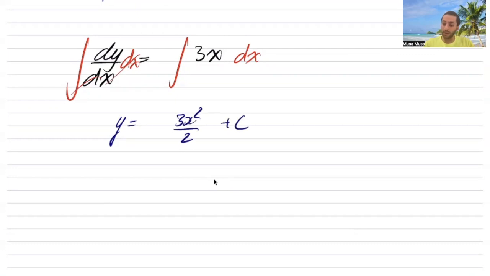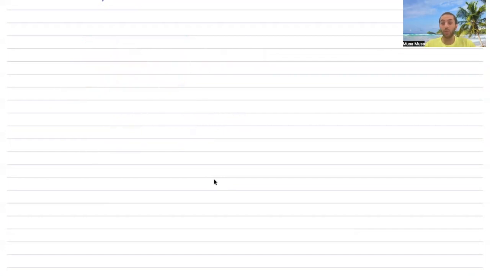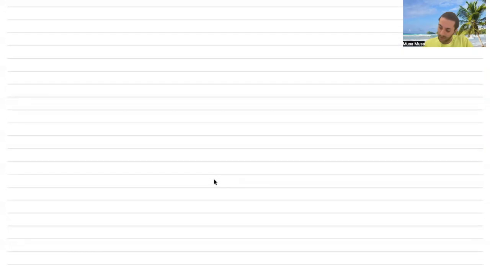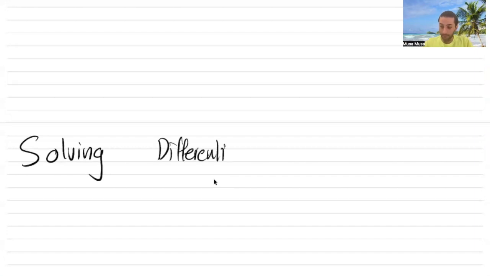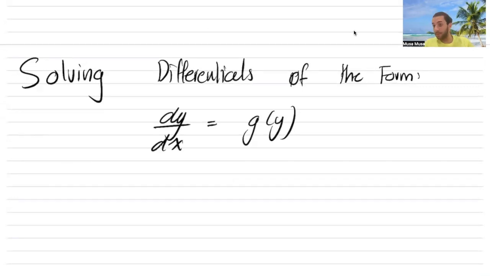But what if we were integrating and our function on the other side, so our integrand, had a y in it? Okay, so let's see, how can I write this? Let's go to a new page. Solving differentials of the form dy on dx equals g of y. Now, how do we solve an integral of this form?